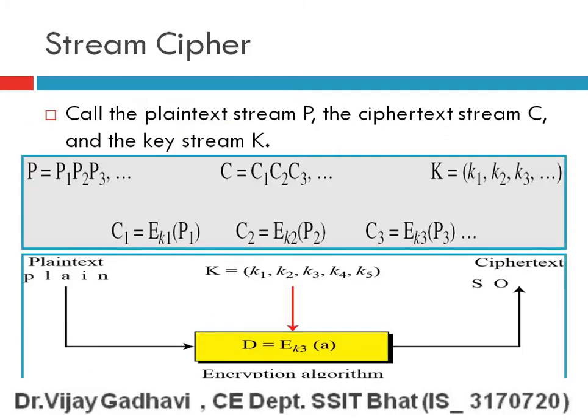This is the equation you saw in the figure, showing how the encryption algorithm works. Call the plain text stream P, the ciphertext stream C, and the key stream K. You have already seen the equations. The plain text key is K1 to K5 and the ciphertext is C.